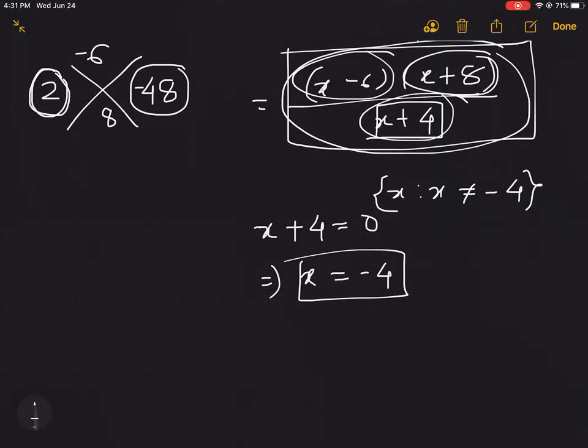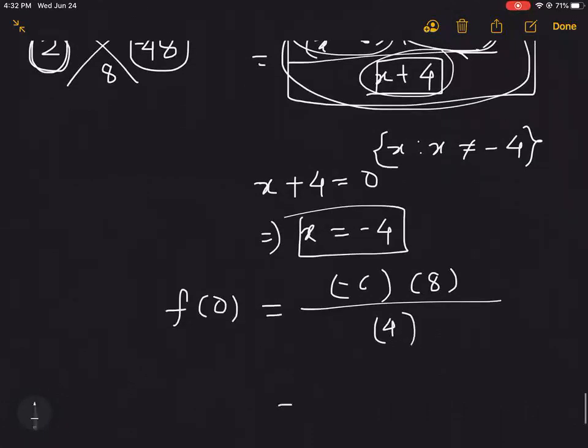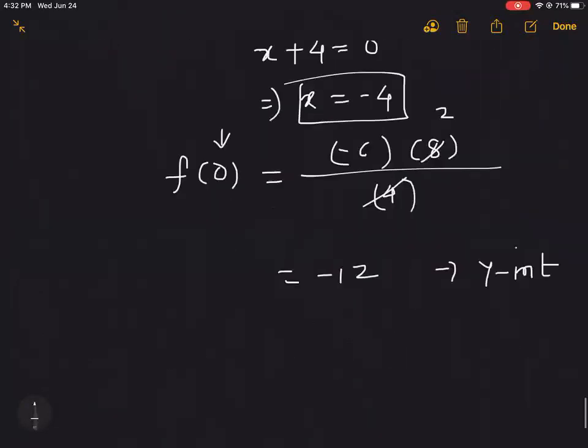So for the y-intercept, we'll just plug in 0, right? So it will be 0 minus 6, 0 plus 8, over 0 plus 4. So I think it will be negative 12, right? As I'm plugging in x equals 0, my y-intercept will be negative 12. Okay, now we want to find the x-intercept as well.